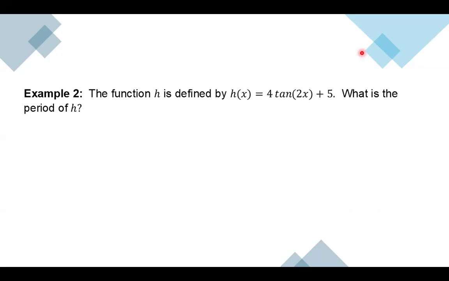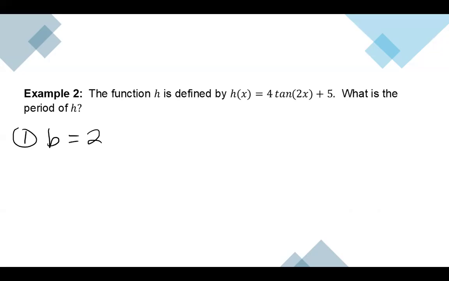It says the function h is defined by h of x equals 4 tan 2x plus 5. What is the period of h? Okay, so it's asking me what is the period of h. And I can simply figure that out. Why can I figure that out? Because we have our b. So we identify our b, and our b equals what? 2.